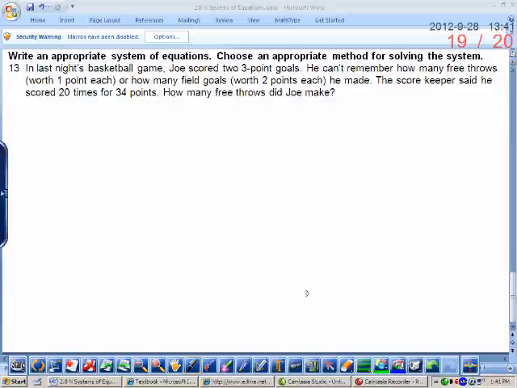Okay, on problems like this, part of what I'm grading is your ability to write a correct system of equations. So I don't want you immediately going to guessing and checking. I'm looking, can you write a system of equations? All right? So the first thing I need to do in a word problem is define my variables. So I'm going to let x equal my free throws, and y equal my field goals.